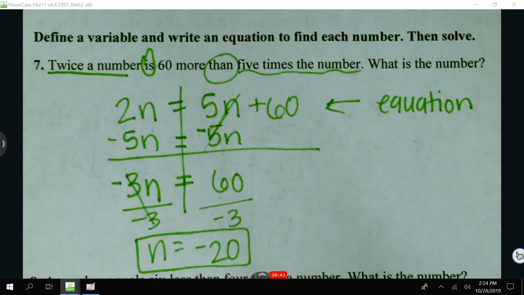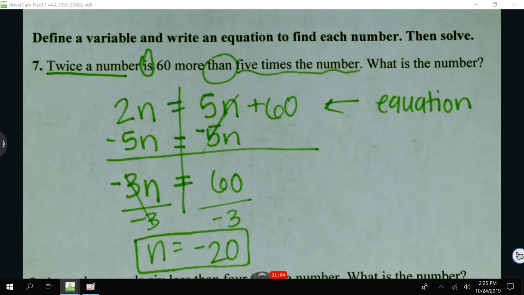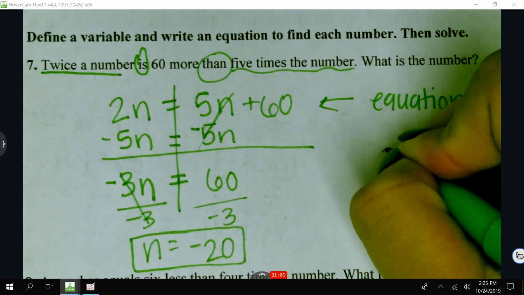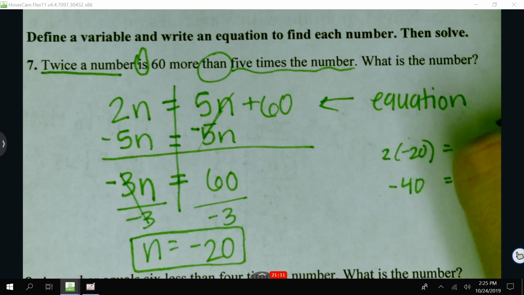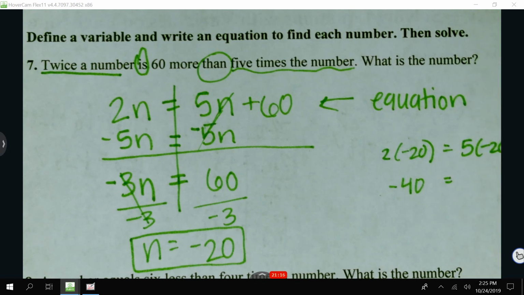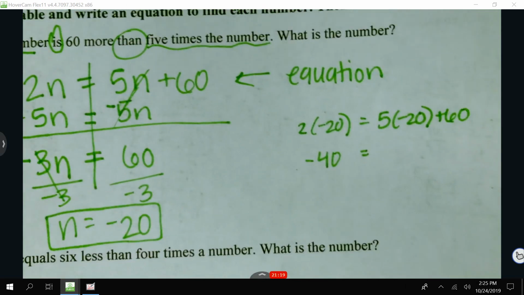So you always want to make sure that you have something on both sides of that equation. So you don't want to subtract the variable that is completely by itself. You want to subtract the variable that has a constant tied to it. To check, that means I'd have 2 times negative 20. It's negative 40. And then the other side is negative 40.